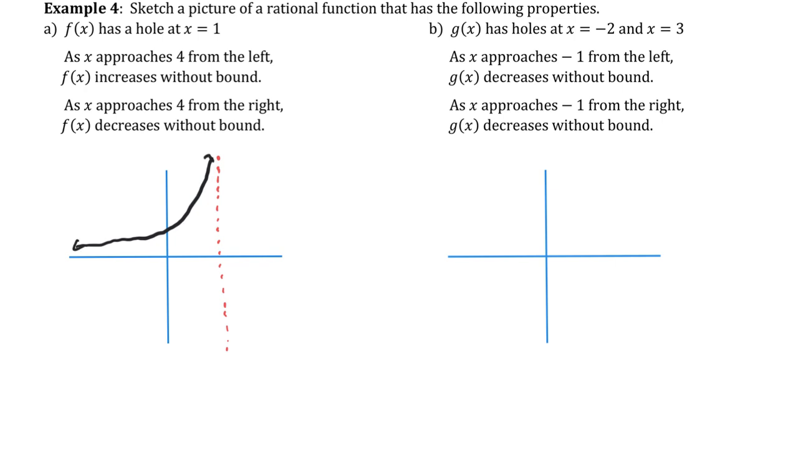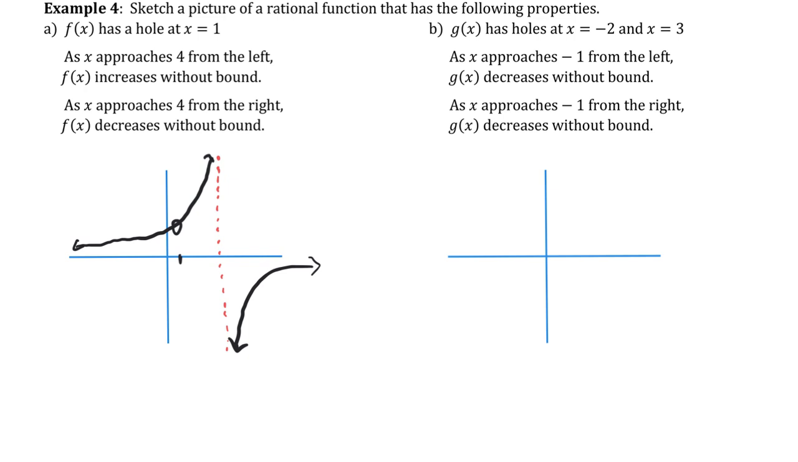Now, I do have a little bit of an issue here because I forgot my hole, right? So right here at 1, I could come up here and put a hole. You could have put the hole first and then done it, but that'll be fine. And then as I approach from the right this way, I am decreasing without bound. So it has to look something like that. Okay? Let's look at B.